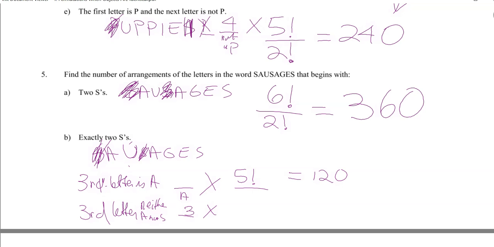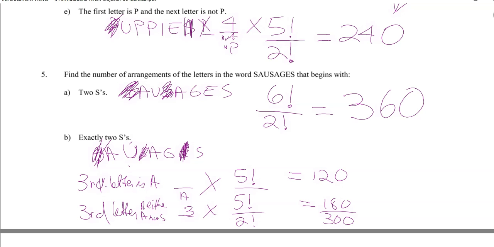And then what? All right, let's just take out one of those letters. And we are left with 1, 2, 3, 4, 5 letters, but 2 of them are A's. So 5 factorial divided by 2 factorial times 3, that's 180, which is going to leave you 300 ways. So it begins with exactly 2 S's, and the third letter is not an S.